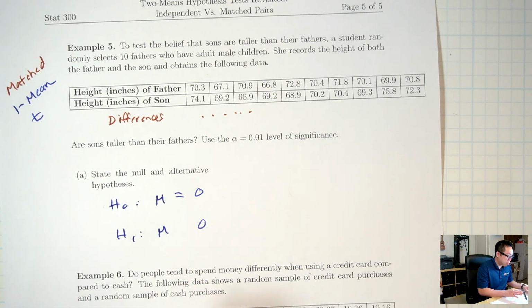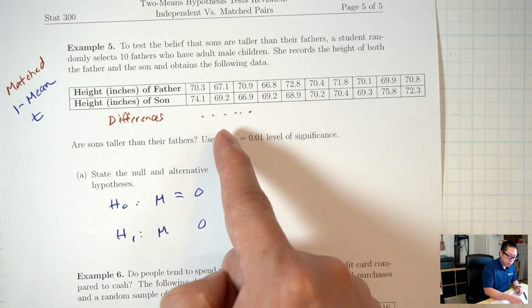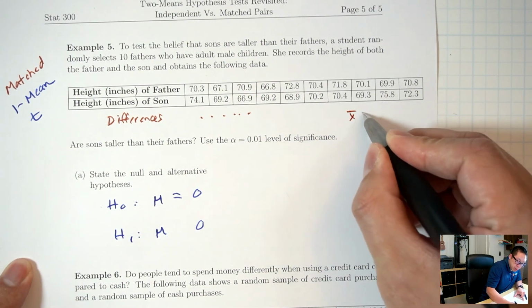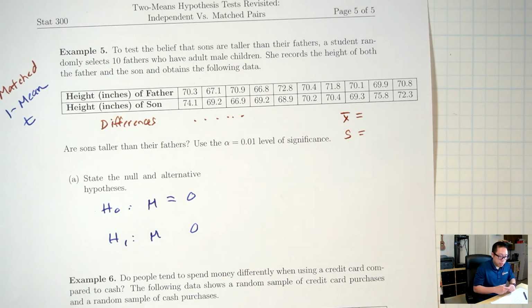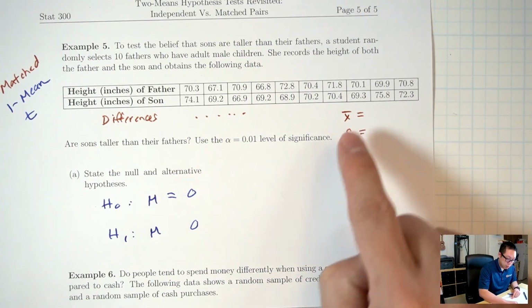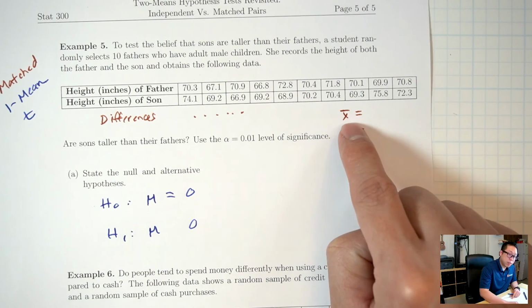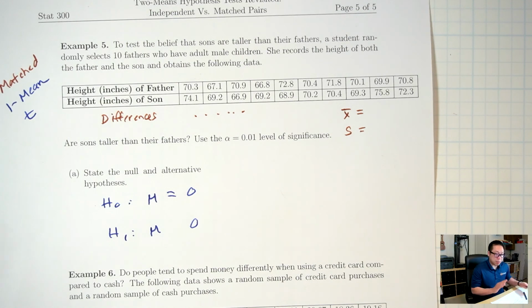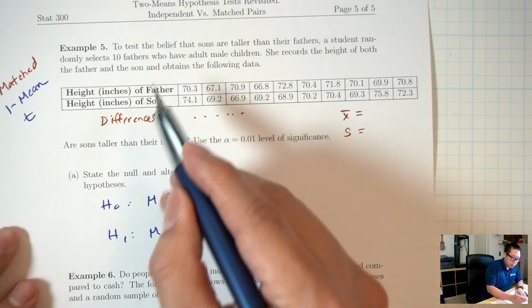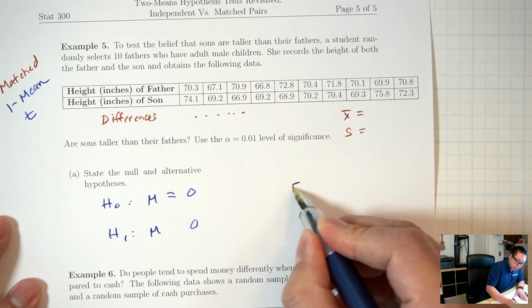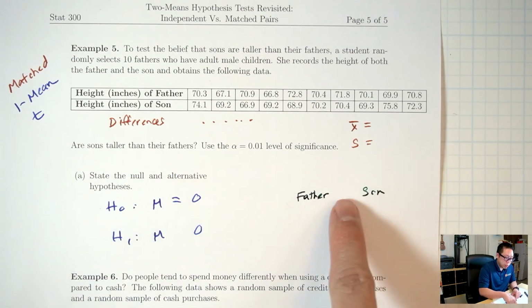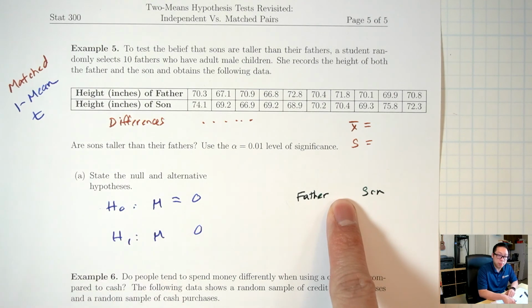For the matched situation, what I recommend you do is actually enter the data, find the differences, and then find the mean and the standard deviation. If the mean is positive, that suggests that this is going to be greater than. If the mean is negative, that would suggest that this is going to be a less than. So that's kind of the cheating way to do it. The correct way to reason about this is to write down the father and son. So write down father and son. And write down what symbol should go in the middle based on the question.